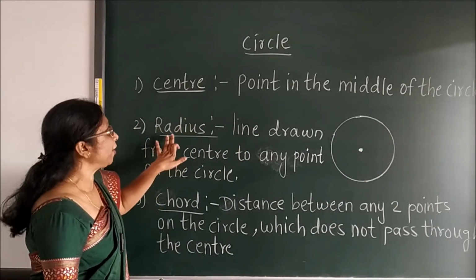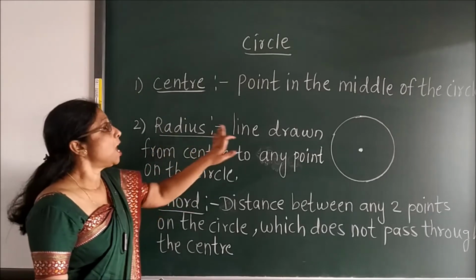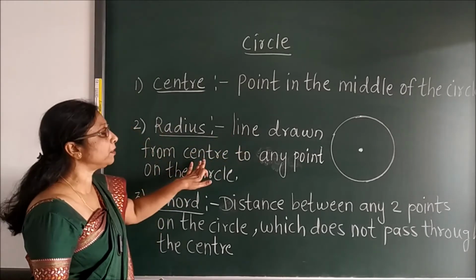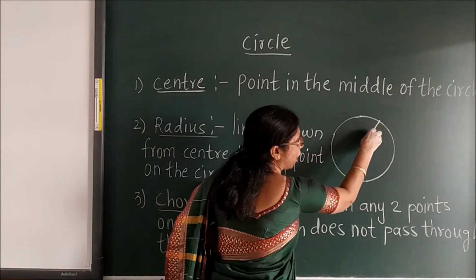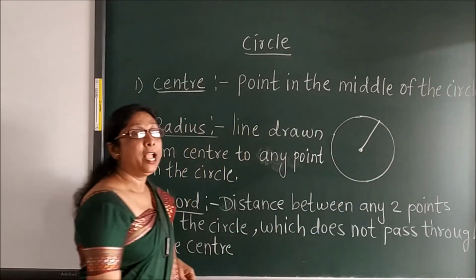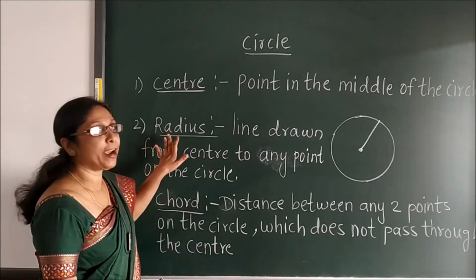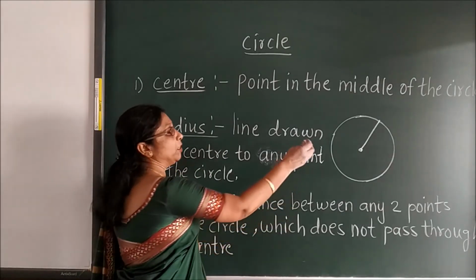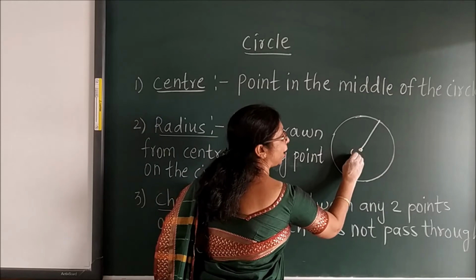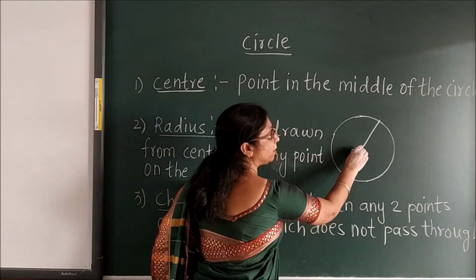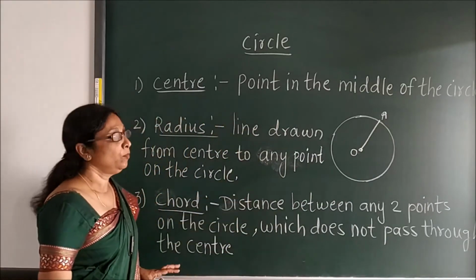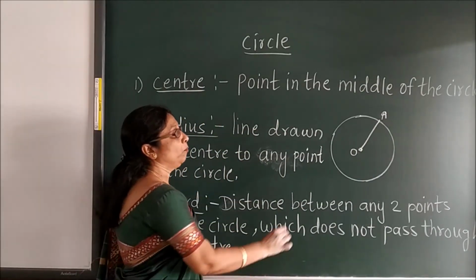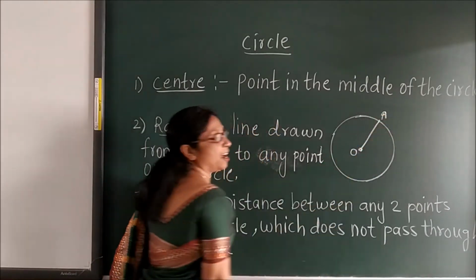Clear? Then radius. What is radius? A line that is drawn from the center to any point on the circle is called the radius. Okay? The line which is drawn from the center to any point on the circle, any point, we call it the radius. So here OA is the radius.